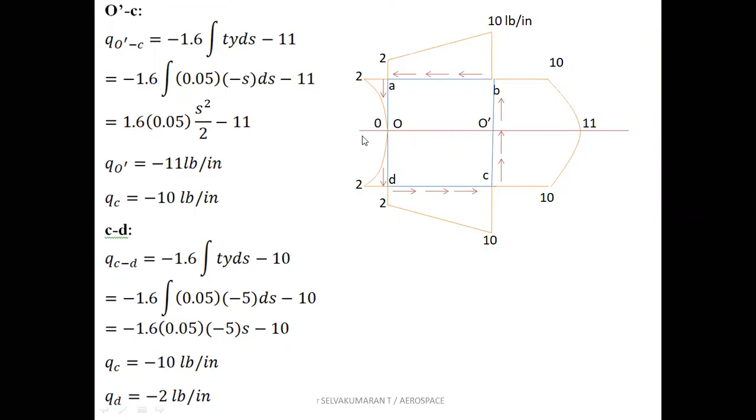At O dash, s is 0, which conforms to the previous value. At C, s is equal to 5; substitute here, you get minus 10, which checks the previous value. So the direction of the shear flow will be opposite to the s direction. Now CD.